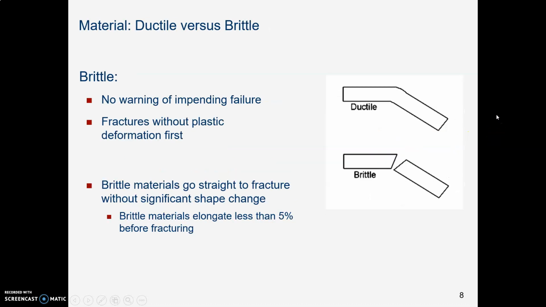A brittle material, such as concrete or cast iron or dry spaghetti, gives no warning of impending failure. Things look fine until all of a sudden it just fractures. You don't see any plastic deformation happening first.